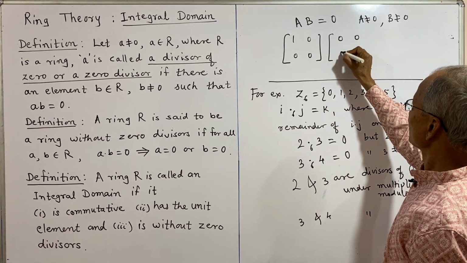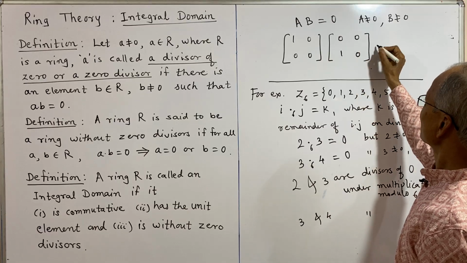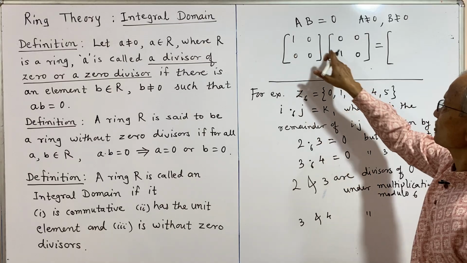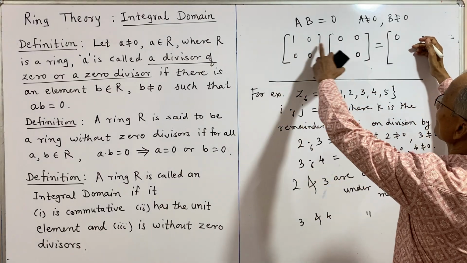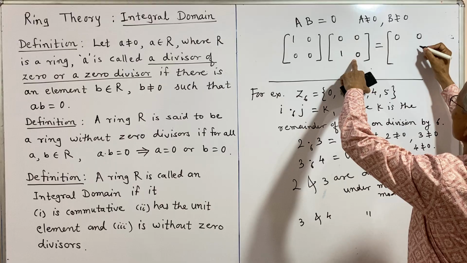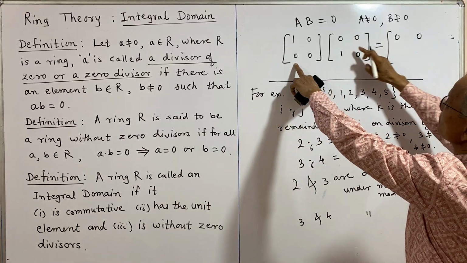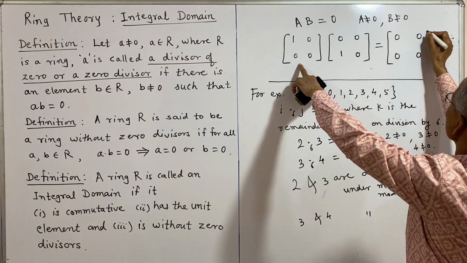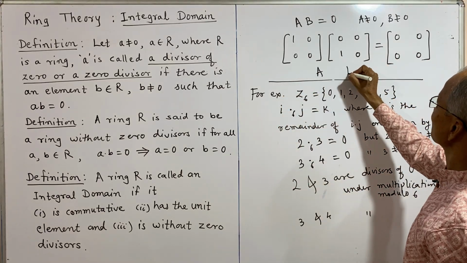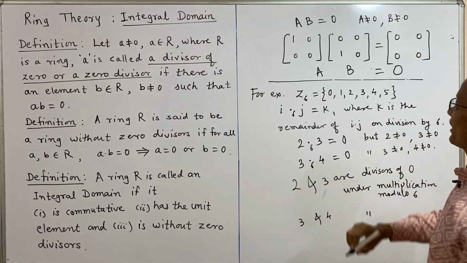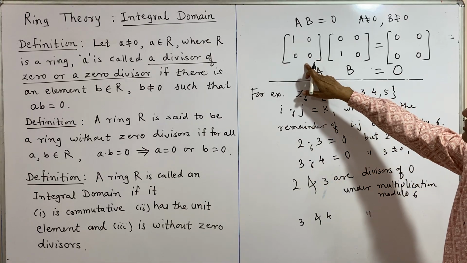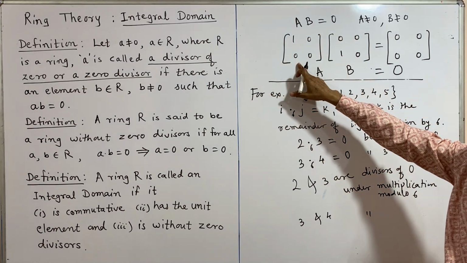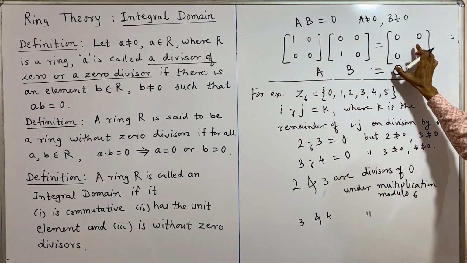0 0 1 0. You see the product: 1 into 0, 0 into 1, that is 0, again 0, this is also 0, so it is the 0 matrix, by matrix multiplication. Now you see, this is A, this is B, and this is the 0 matrix O. This is not 0, this is not 0. We know in the 0 matrix all elements are 0. So this is non-zero, this is non-zero, but their product is 0.